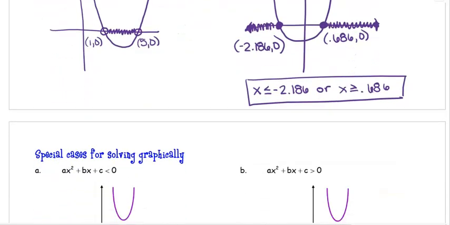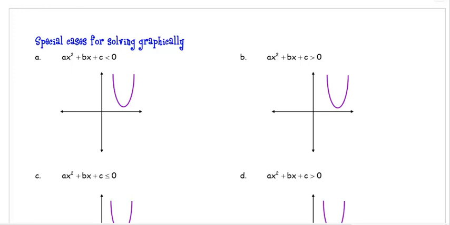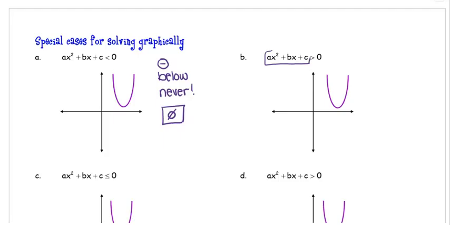All right, let's flip it over and think about some special cases here. For this first one, I have ax squared plus bx plus c is less than 0. If it's less than 0, we want the negative values. We want the part of the graph to be below the x-axis. Well, when does that actually happen? This graph is never going below the x-axis, which means this inequality is going to have no solution.